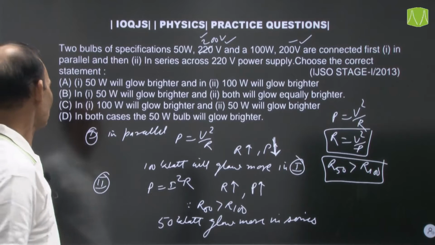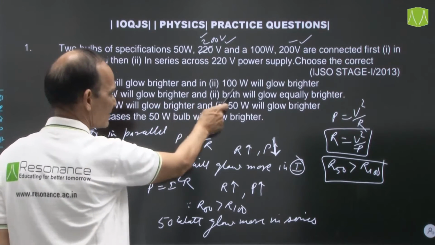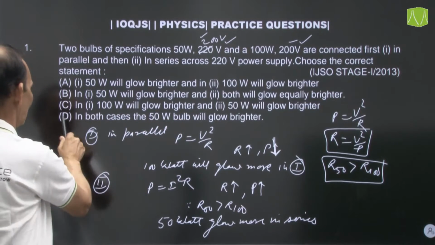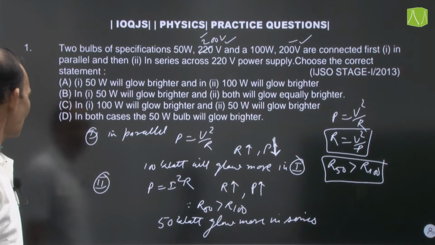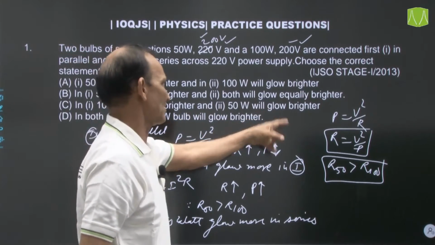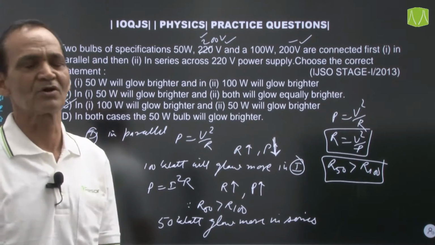P is directly proportional to R. So now think about the options. First case, 50 watt glows brighter, no. Second case, 50 watt will glow greater, this is also not possible. In C, in the first case 100 watt will glow brighter and in the second case 50 watt will, so the answer must be C. The correct option is C.